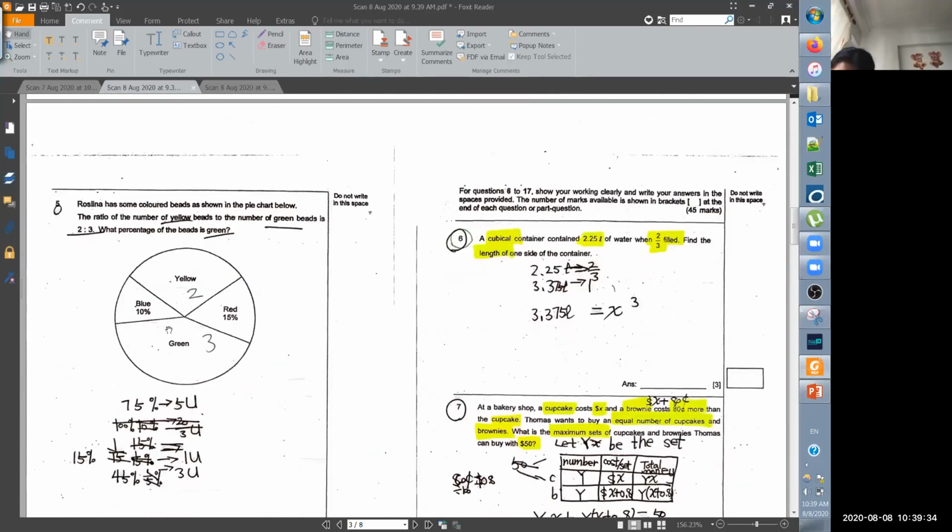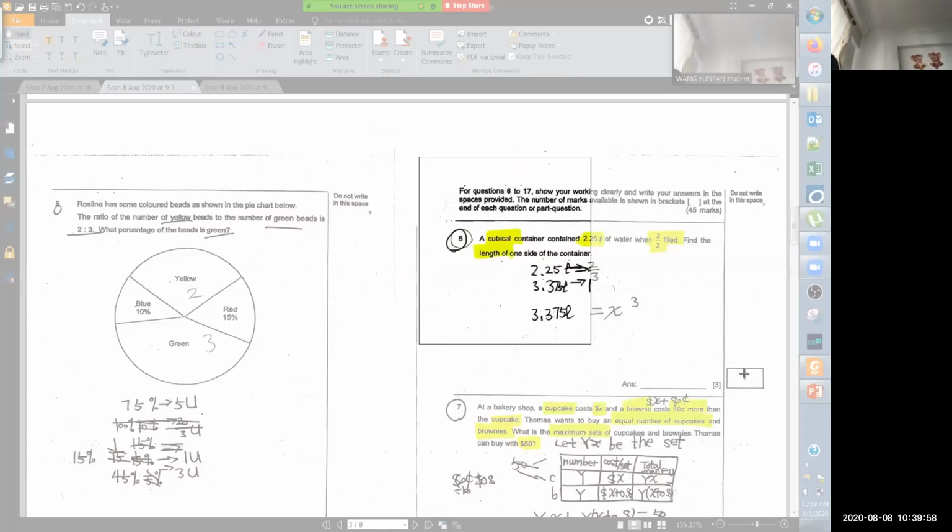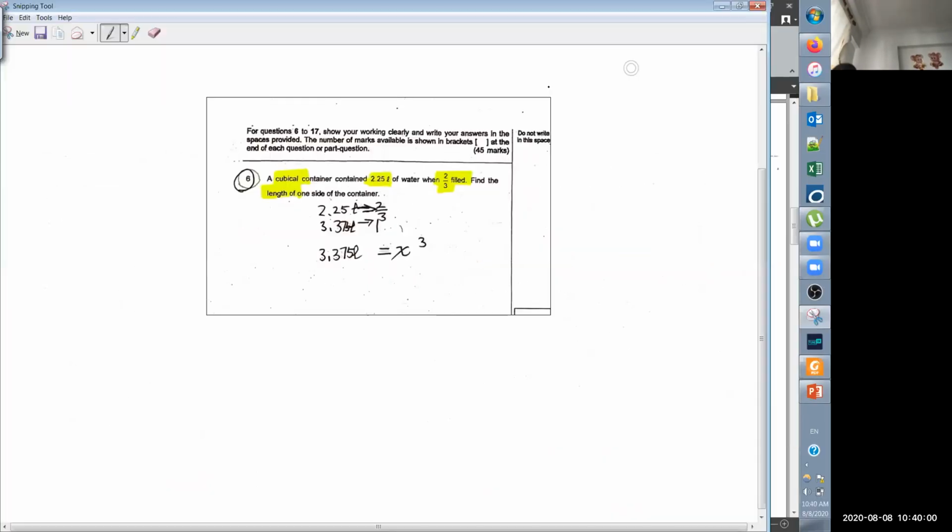Question 5. Any problem with question 5? 有问题吗？第5题。No. Okay, good. What about question 6? Something is not right over here? 因为我算不出来 x. Okay, let's do it. 是. So let's do it together. See if you made any mistake.